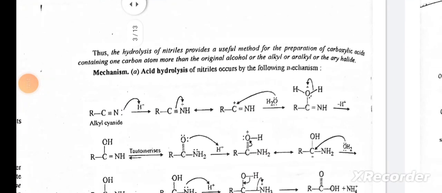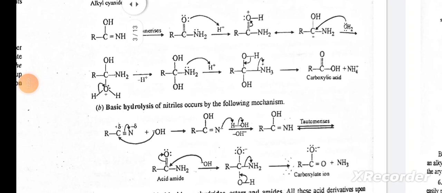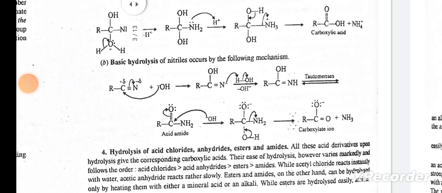Thus, the hydrolysis of nitriles provides a useful method for the preparation of carboxylic acids containing one carbon atom more than the original alcohol or the alkyl or aralkyl or the aryl halide. Mechanism. Acid hydrolysis of nitriles occurs by the following mechanism: alkyl cyanide to carboxylic acids. Basic hydrolysis of nitriles occurs by the following mechanism: acid amide to carboxylate ion.